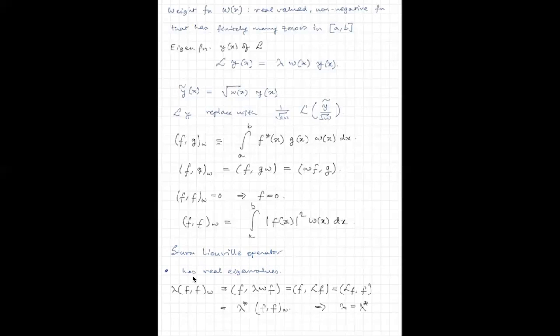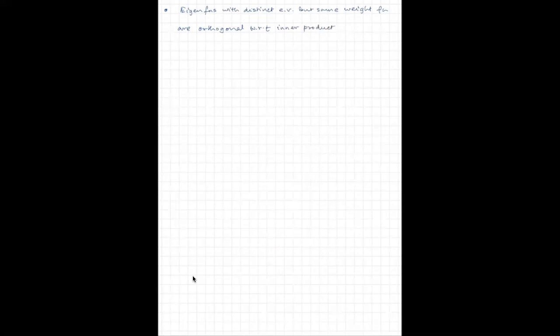Okay, so that's one. And then again, the same thing we have seen for the matrices: eigenfunctions with distinct eigenvalues but the same weight function are orthogonal with respect to the inner product of weight W. This is something that I'm not going to prove. This is very simple to prove. Leave it as an exercise.